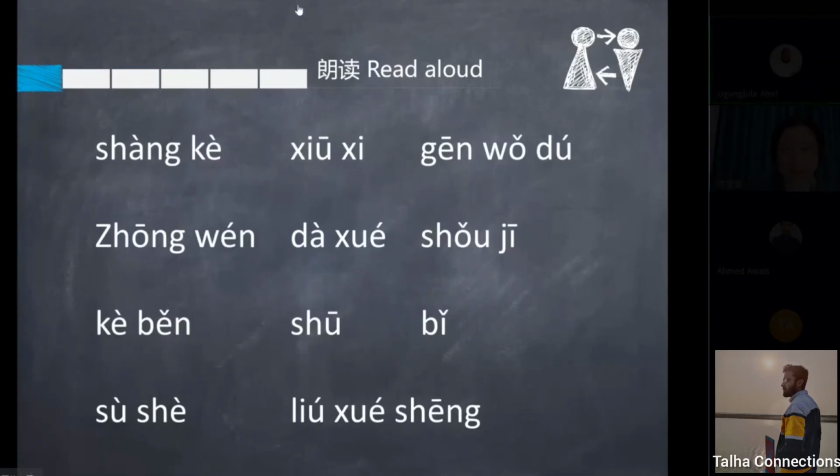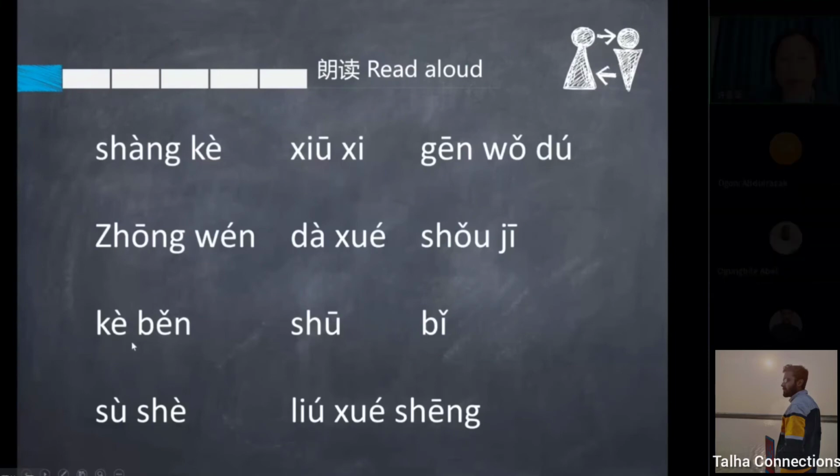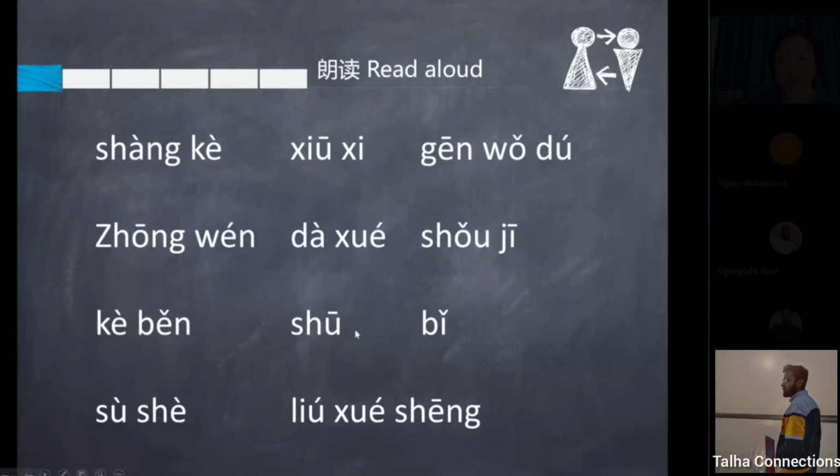Student: But Prof, the previous one before that, this one? Yeah, it means textbook, 课本. The 书 is a general term for all kinds of books, and 课本 is the textbook.